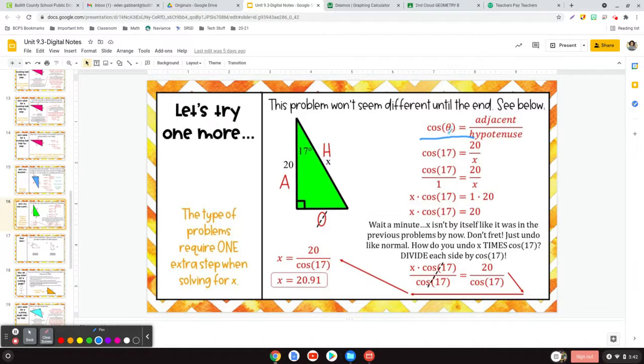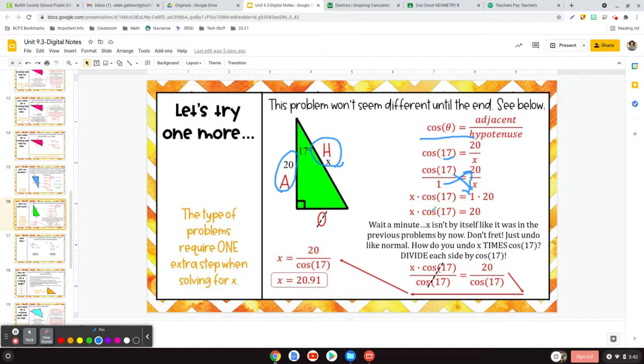Cosine of our angle, our angle is 17. And then it's adjacent over hypotenuse. So adjacent is 20 over hypotenuse, which is x. So cosine of 17 equals 20 over x. Well, we just cross multiply. Cosine of 17 times x, 20 times 1. We put in x times the cosine of 17 equals 1 times 20.